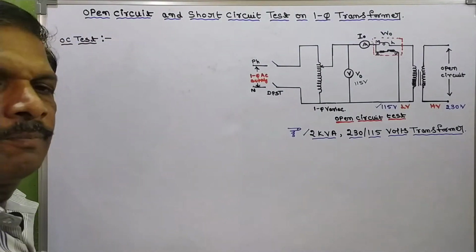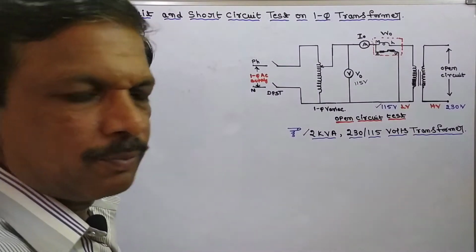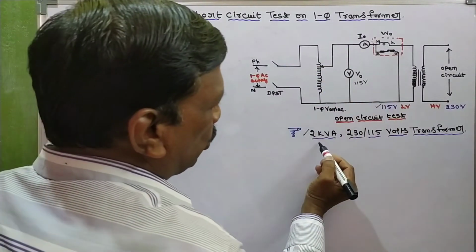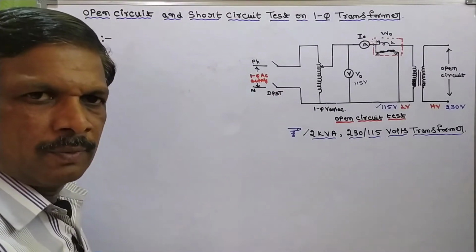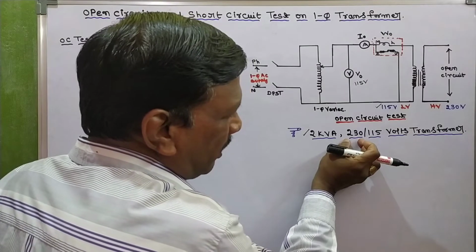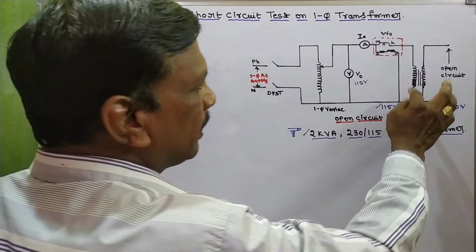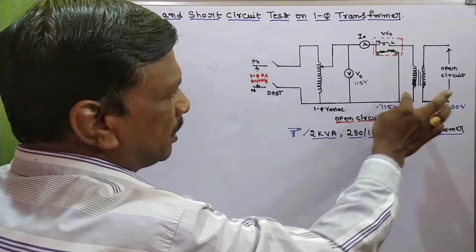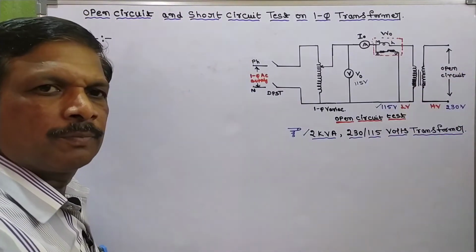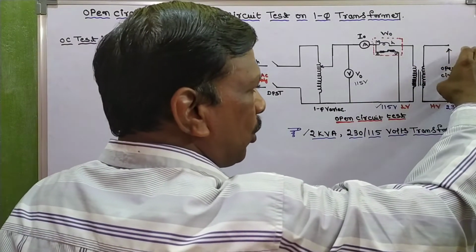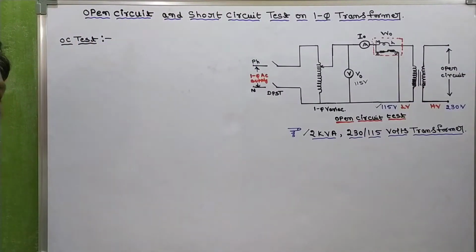Open circuit test. This is the experimental setup for open circuit test. Let the transformer be 2 kVA rating and 230/115 volts. So 230 is the HV voltage, 115 is the LV voltage. So here the primary winding is LV and the secondary winding is HV. Now HV is open circuited. Okay, so now coming to operation.